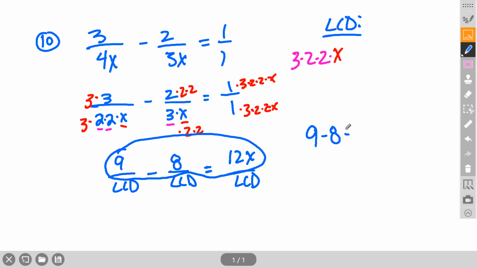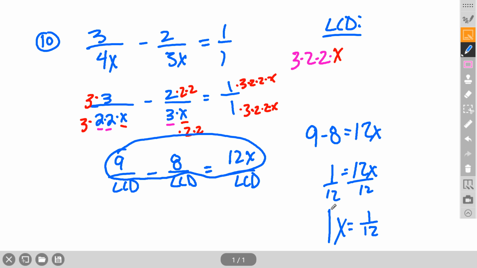9 minus 8 equals 12x. So 1 equals 12x. Divide by 12. So x is 1 over 12. Check to make sure that's not an extraneous solution or a restricted value. The only restricted value I have here would be 0, and this is not 0, so it's not an extraneous solution.